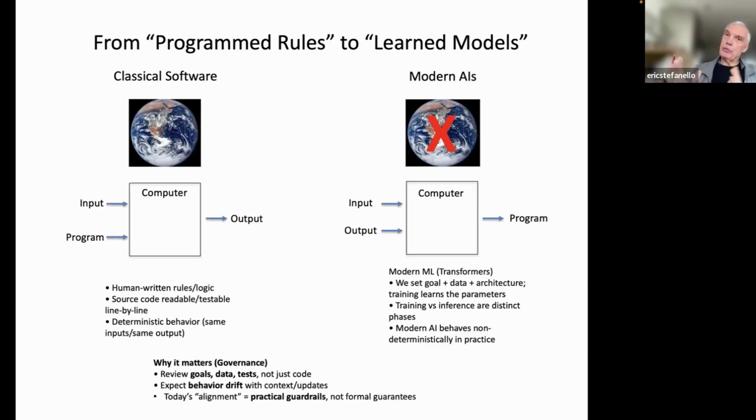But it is very important to figure out this big difference, because the goals, the data, the tests are very important in this world of AIs. It's not only the program, the code. And of course, you understand that if the data are not totally sane, or if they drift and so on, the behavior of the machine will drift also. And a first remark, but we'll come back to that, is that what we call today alignment of AIs is in fact ex post practical guardrails, but not at all formal guarantees over the behavior of those AIs.